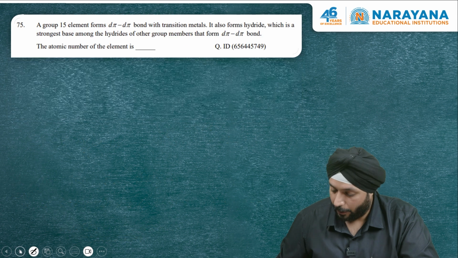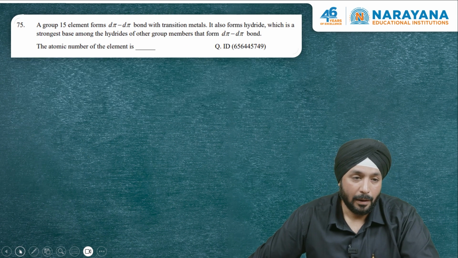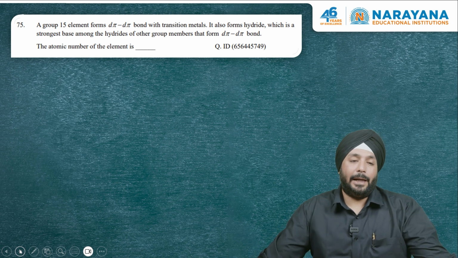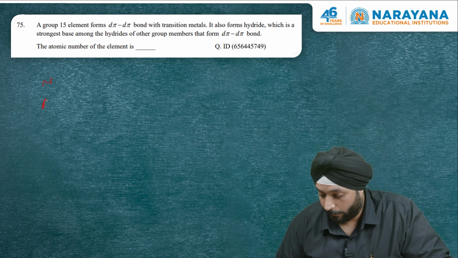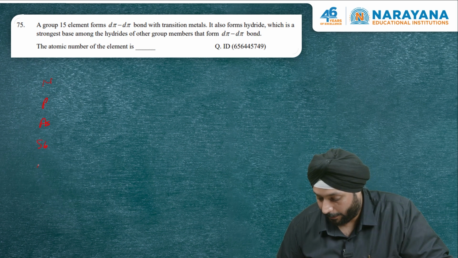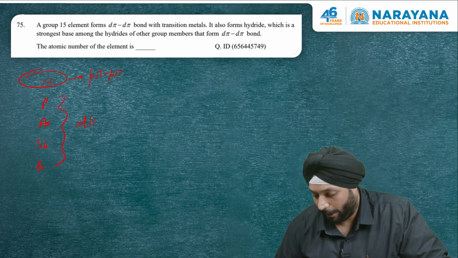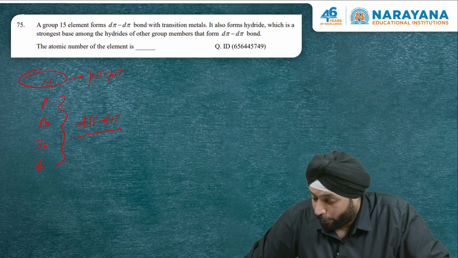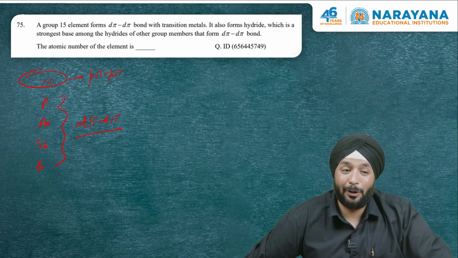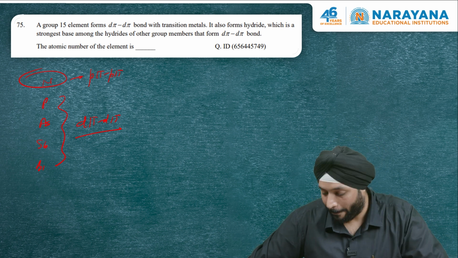So we'll move ahead with the next and last question of this particular paper. A group 15 element forms d pi bonds: nitrogen, phosphorus, arsenic, antimony, bismuth. Nitrogen only forms p pi, not p pi d pi. These elements can form d pi bonds. And it also forms a hydride, which is the strongest base among the hydrides of its group elements, right.